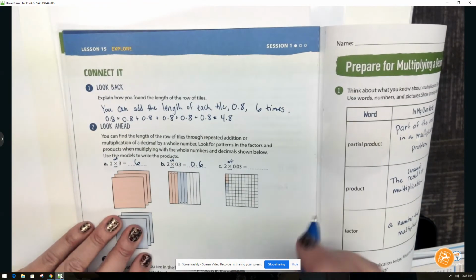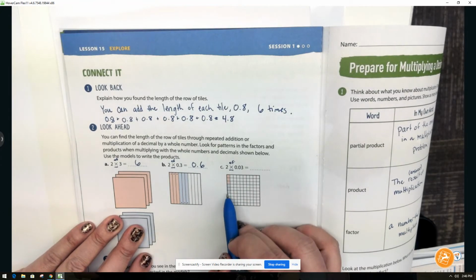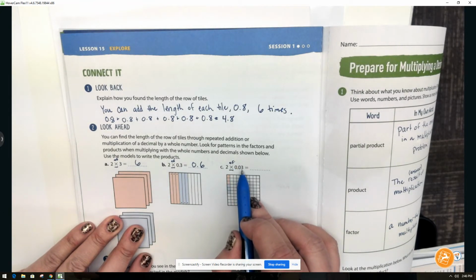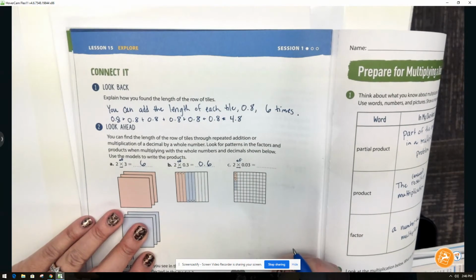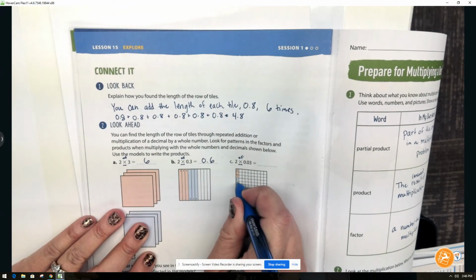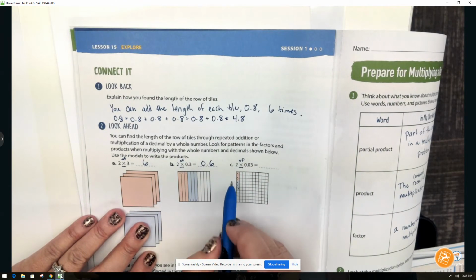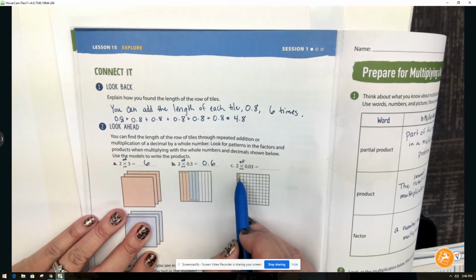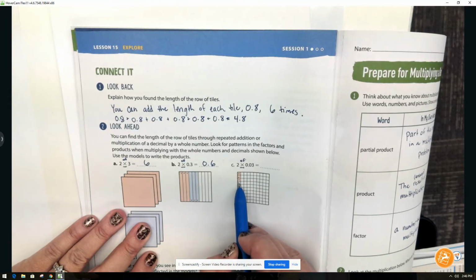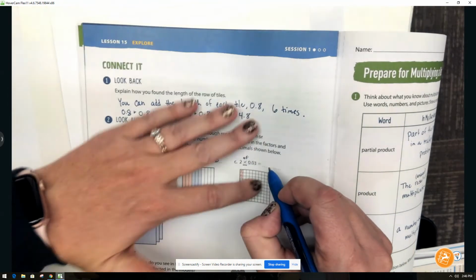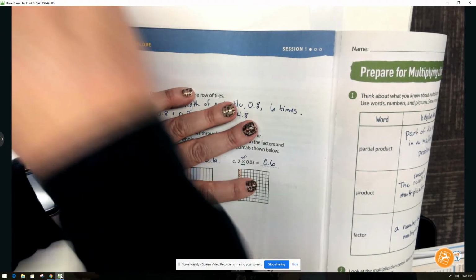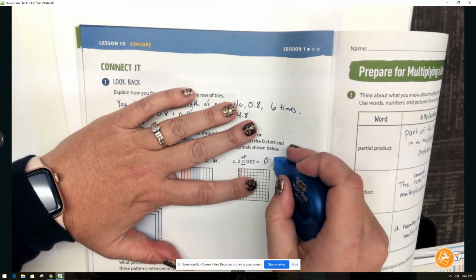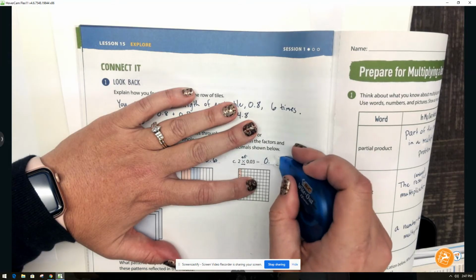And then finally, we have 2 groups of 3/100. So we have 1 group of 3/100, 2 groups of 3/100. All together, how many hundredths do we have? 1, 2, 3, 4, 5, 6. Oops, not 6/10 again. We have 6/100. My bad.